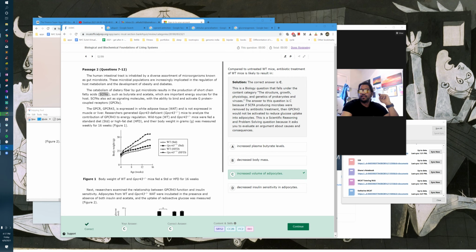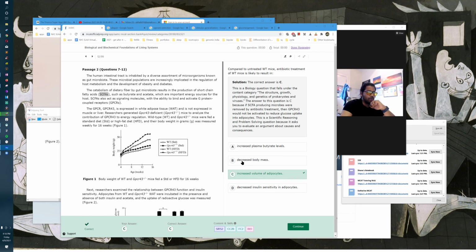So GPCRs would reduce body weight, right? The ones that are wild type have GPCRs and weigh less when the diet is the same. Okay, so we know that it's not due to diet. So GPCRs work to reduce body weight, right?